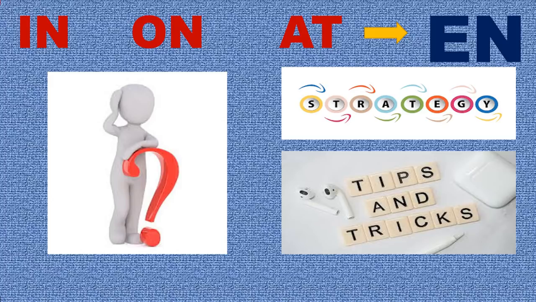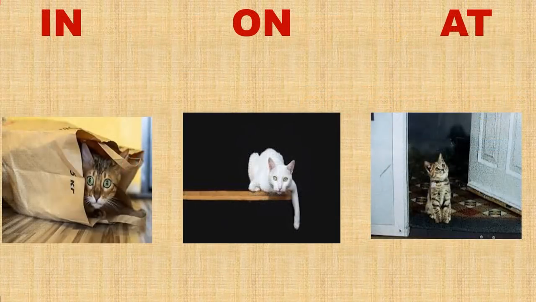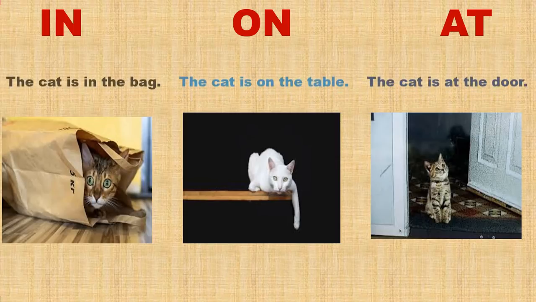First of all, I want you to pay attention to these pictures and I want you to describe the location of the cat. I want you to answer the question, where is the cat? You can pause the video so you can have this practice. The sentences that describe the location of the cat are the following.